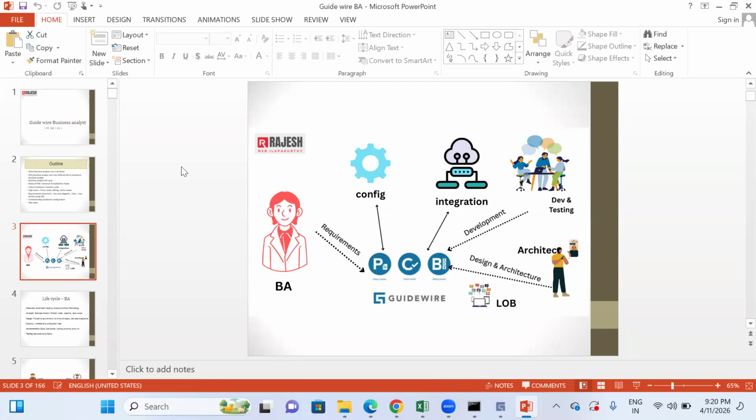It has nothing to do with Guidewire, as I stated in the beginning. For any profile, these skill sets will remain the same.